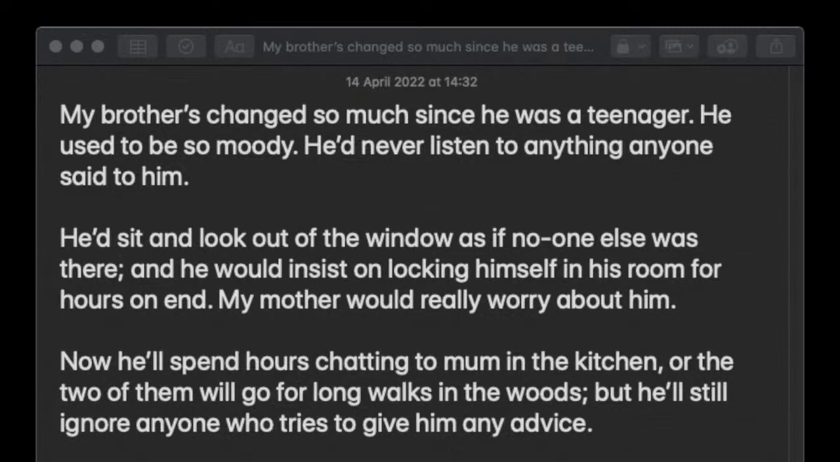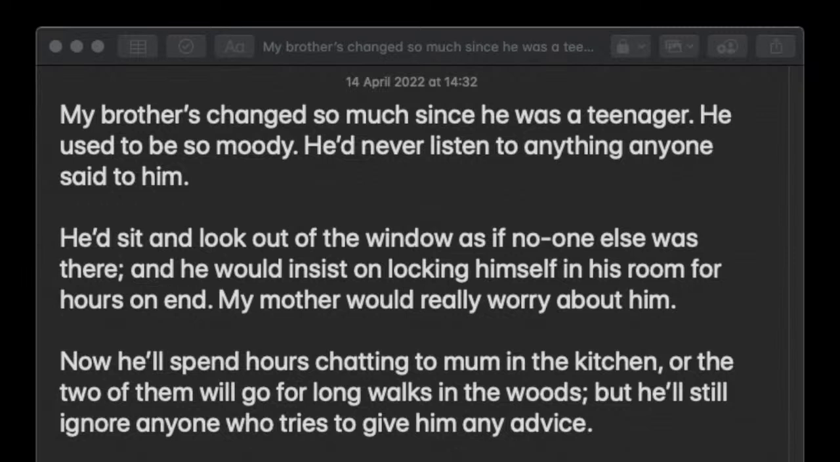Again, this is a very subtle point, but overall you're very good. So I have to pick on little things like that. And he would insist on locking himself in his room for hours on end. My mother would really worry about him. Good. My mother would really worry about him. So, again, you're speaking rather slowly.